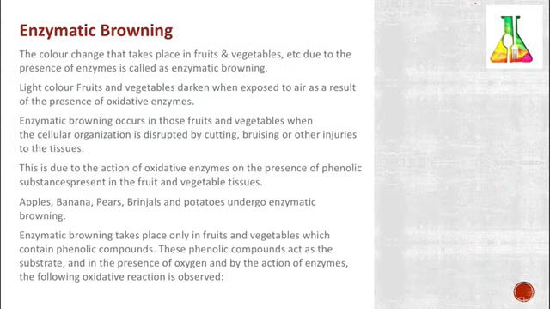Enzymatic browning takes place only in fruits and vegetables which contain phenolic compounds. These phenolic compounds react with oxygen in the air, and in the presence of oxidase, they form melanin. In detail, the phenols oxidize to form orthoquinones, and orthoquinones polymerize to form melanin pigment.